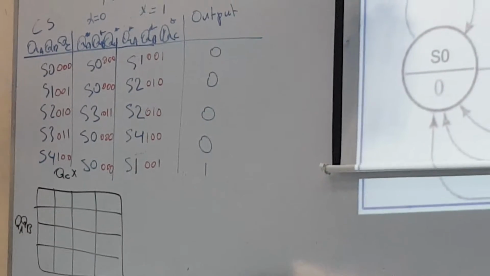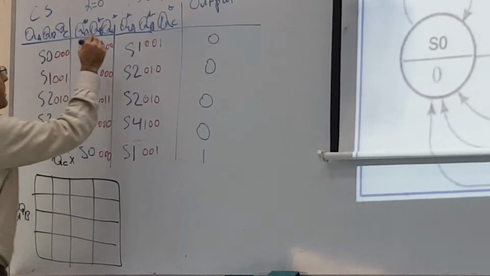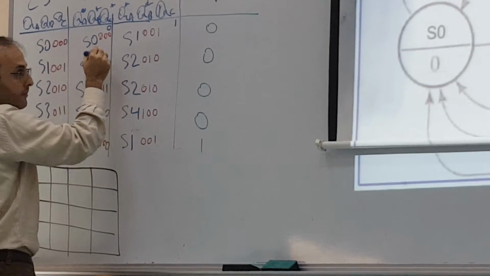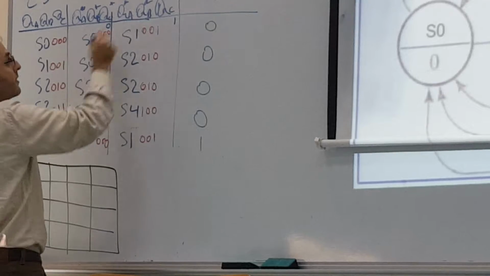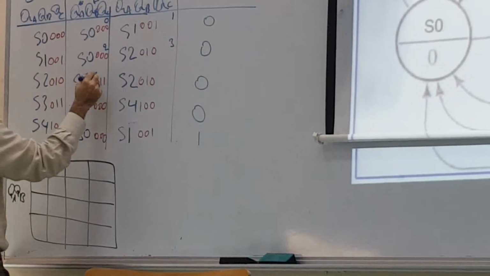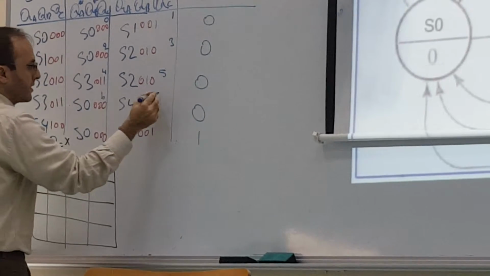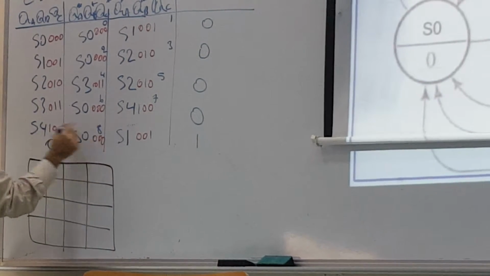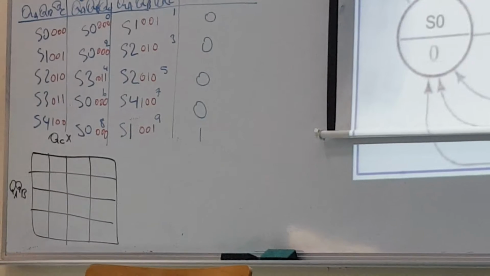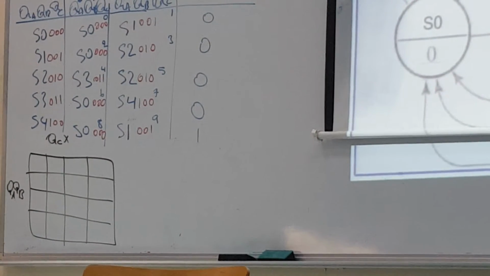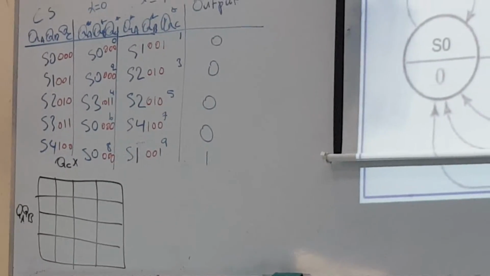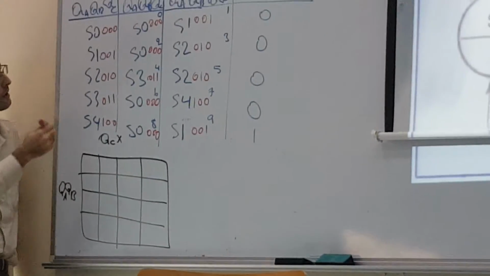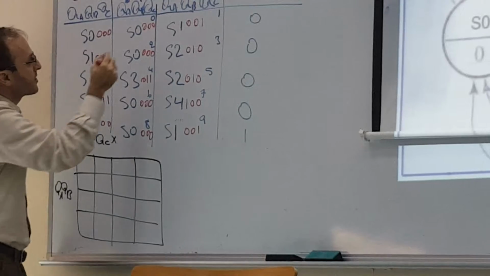Now, can you tell me what are the minterms? Zero. That's a zero. One. Two. Three. Four. Five. Six. Seven. Eight, nine. What about the rest? Don't care. Right? Don't care. So here, what do I have? Four. So these are the cues, right?